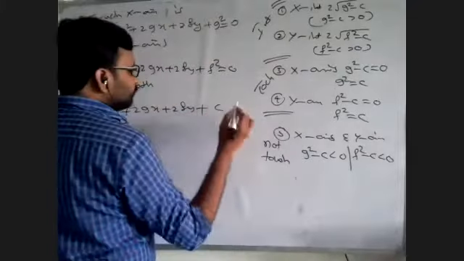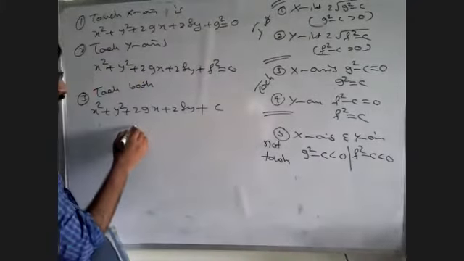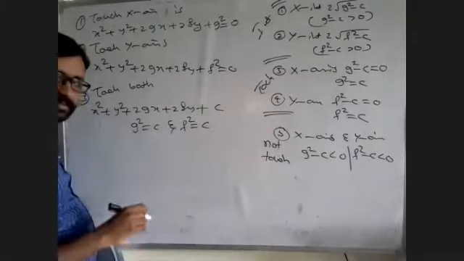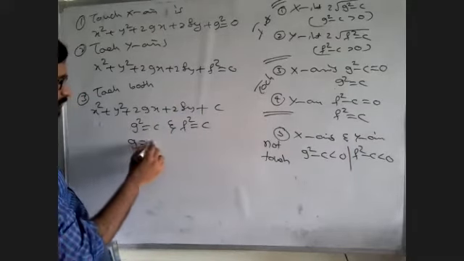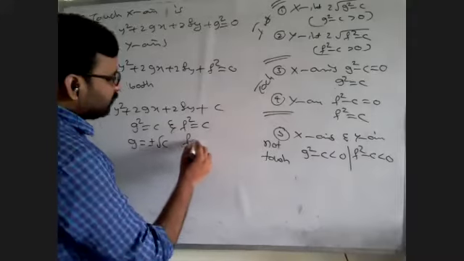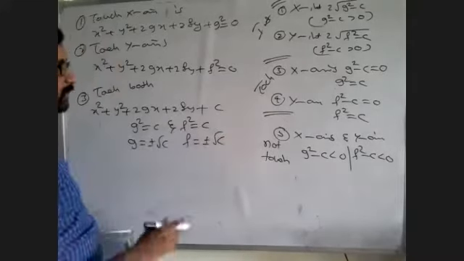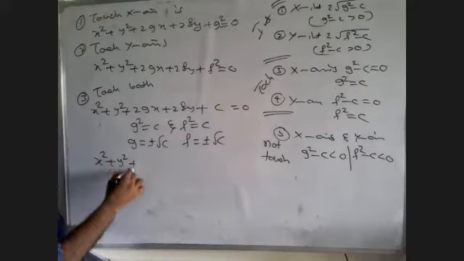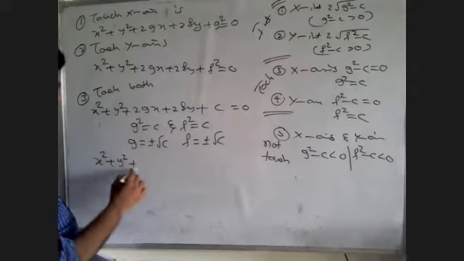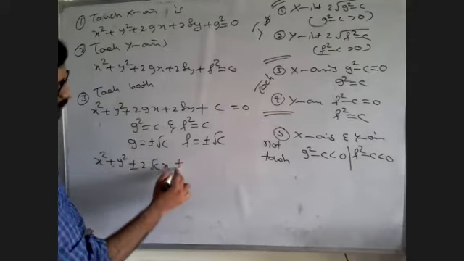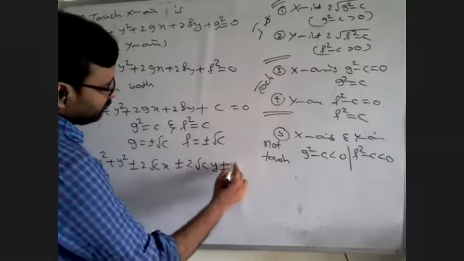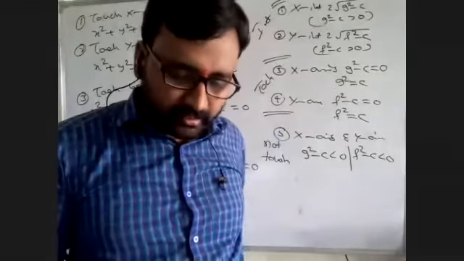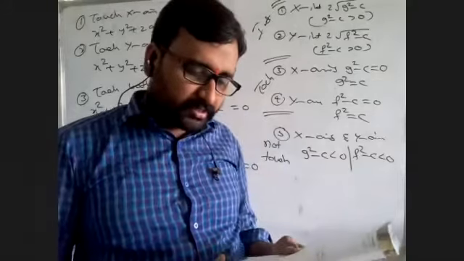But what is the condition we have? g square is equal to c ఉంది, f square is equal to c ఉంది. g square equal to c means g is equal to plus or minus root c, and f is equal to plus or minus root c. Substitute these values here, then you will get x square plus y square plus or minus 2 root c x plus or minus 2 root c y plus c is equal to 0. This is the equation of the circle which is touching both axes. ni touch చేసినప్పుడు ఇది equation.